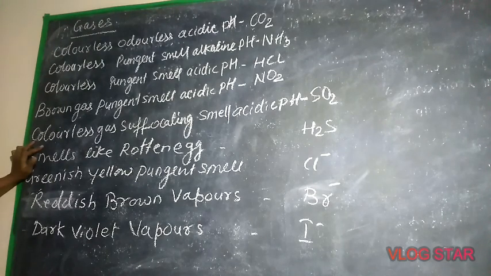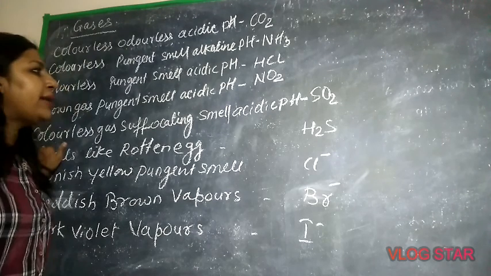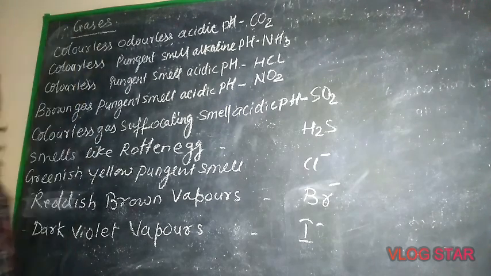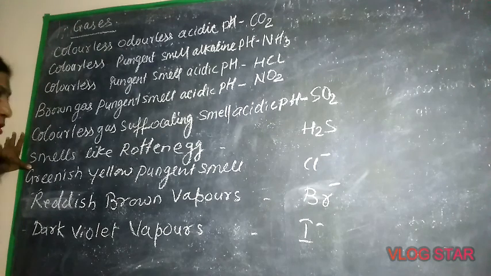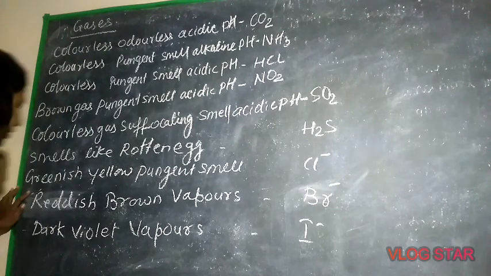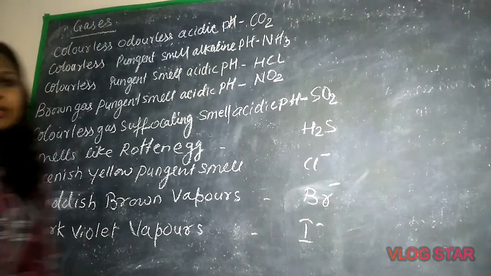A colorless gas with a suffocating smell and acidic pH, maybe SO2. If the gas smells like rotten egg, maybe H2S, hydrogen sulfide. A greenish yellow pungent smelling gas, Cl-. If reddish brown vapors appear, maybe Br-. And if dark violet vapors appear, maybe I-.